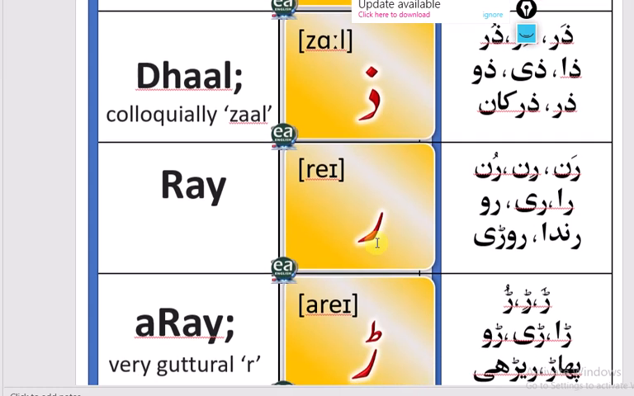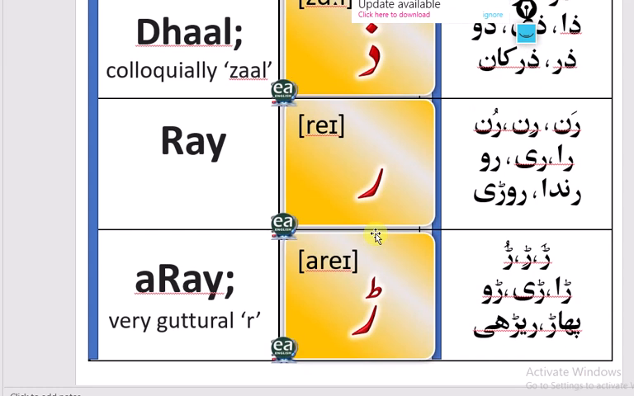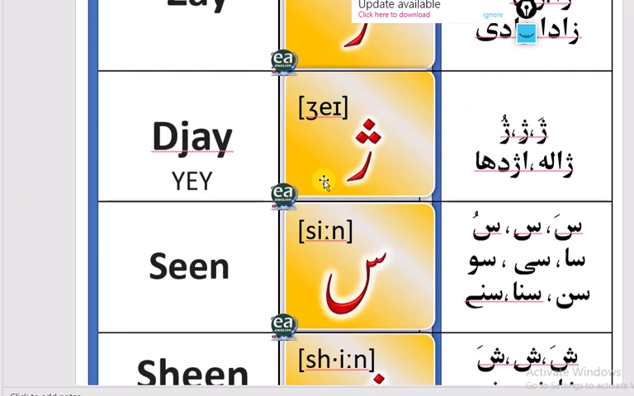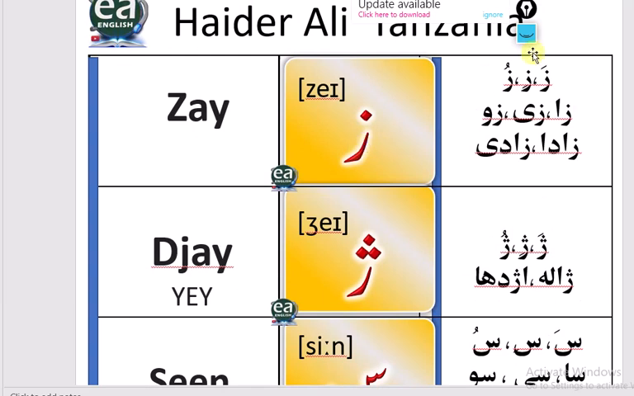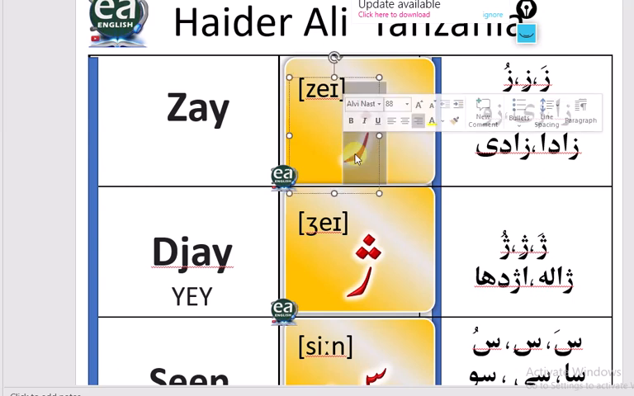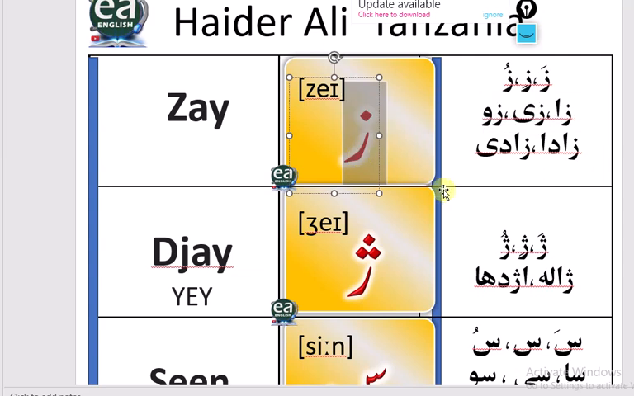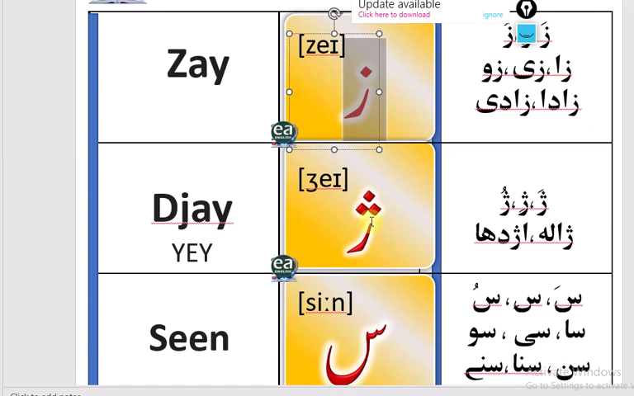Re re re re re. Z z z z z. This is also a component of Tanzania. Z z z, and then we say yay, yay. This is also a sound like yay.